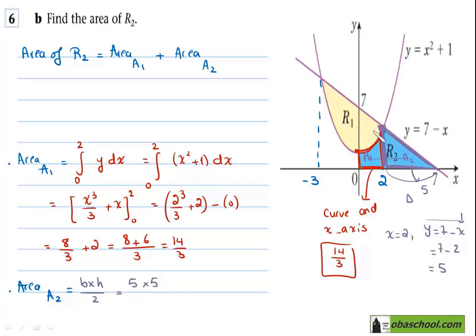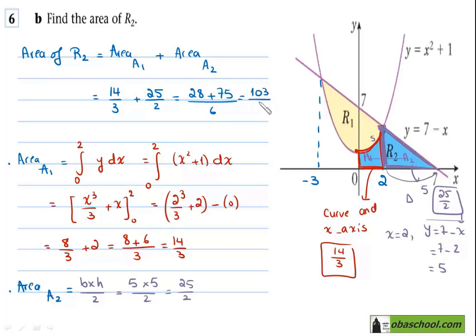That means 5 times 5 over 2. The answer is 25 over 2. The area of A2 is 25 over 2. In order to obtain R2, we need to add the two areas. So, 14 over 3 plus 25 over 2. The common denominator is 6. So, 28 plus 75 over 6. The answer is 103 over 6. And as a mixed fraction, it is 17 and 1 over 6.